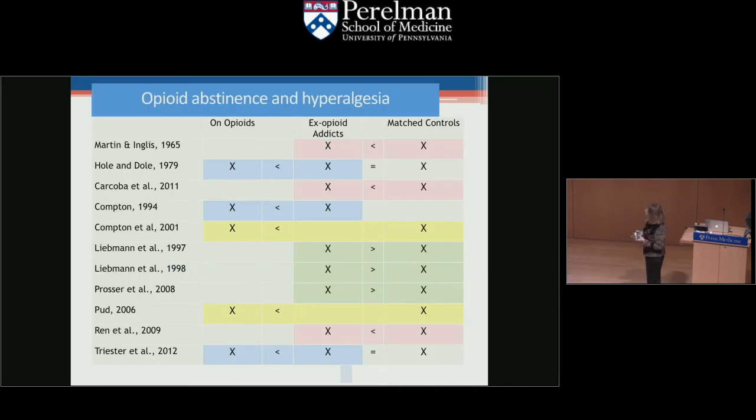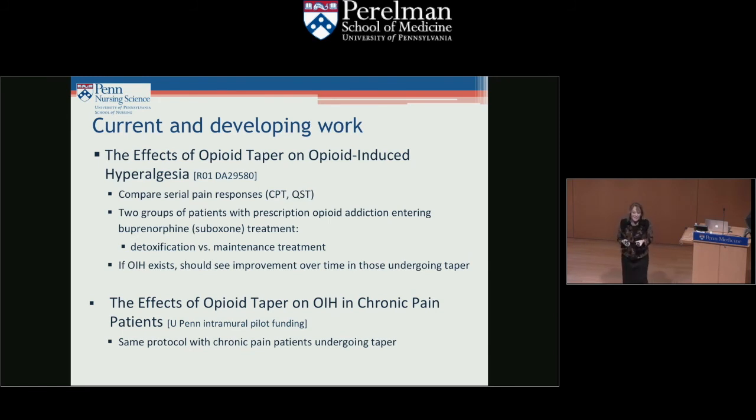And the data that have looked at humans on opioids versus ex-addicts versus matched controls, trying to get a sense of whether this hyperalgesia is opioid-induced or not, are essentially all correlational. We've really just compared groups of people on opioids to groups of people not on opioids, and we haven't necessarily determined whether the hyperalgesia that we're seeing is in fact opioid-induced. So that's some of the work that we're doing currently, because we can't ethically take people who have never been on opioids and start putting them on opioids to see if their pain gets worse, right?